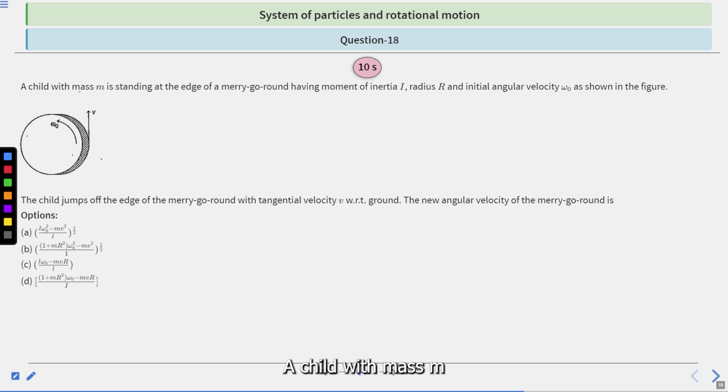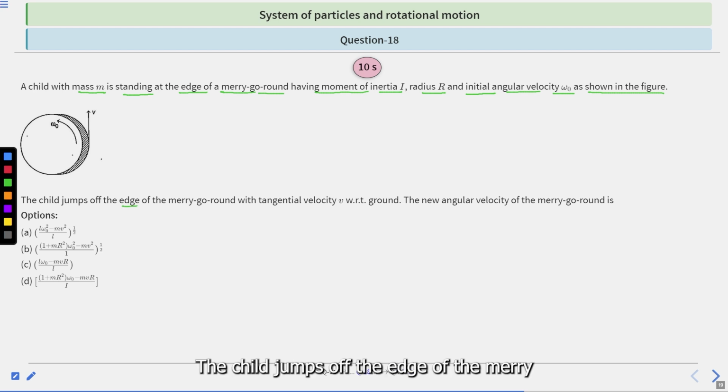A child with mass m is standing at the edge of a merry-go-round having moment of inertia I, radius r, and initial angular velocity omega naught, as shown in this figure. This is omega naught, the angular velocity. The child jumps off the edge of the merry-go-round with tangential velocity v with respect to ground. The new angular velocity of the merry-go-round is what?